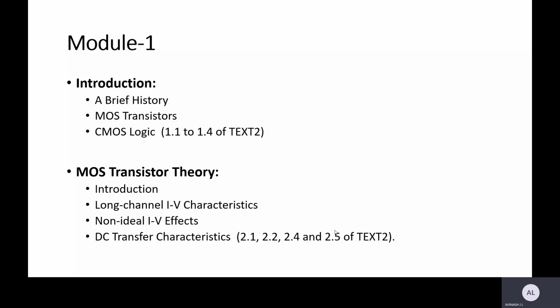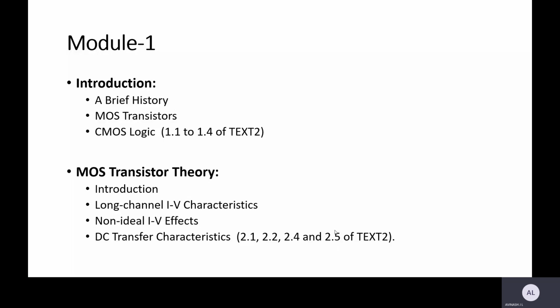In module number 1, most of the things are fundamentals. From the beginning, from the history, we are going to understand how the evolution of the MOS transistor happened, and what CMOS logic, complementary metal oxide semiconductor logic, means. In the MOS transistor theory, we discuss the long channel current, IV meaning current voltage characteristics, non-ideal current voltage effects, and DC transfer characteristics.